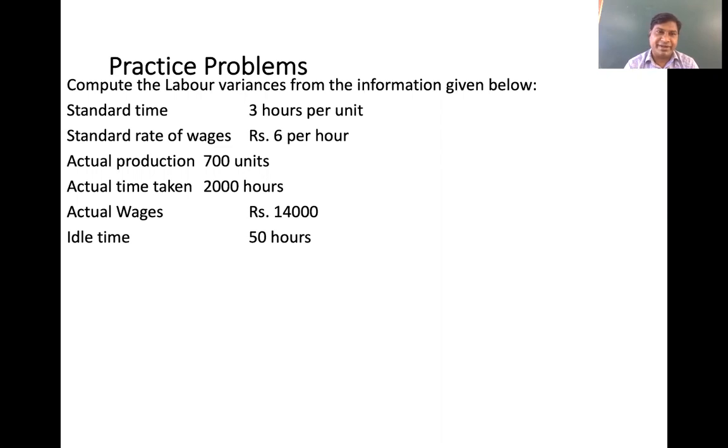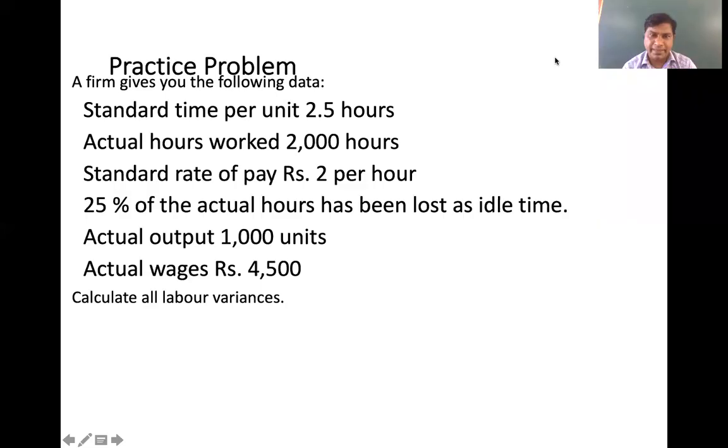The data given here is standard time 3 hours per unit. To produce 1 unit, you're taking 3 hours. And standard rate of wages 6 per hour. Oh, this is not the problem. I'm sorry. Right, this is the problem. Yesterday we left.